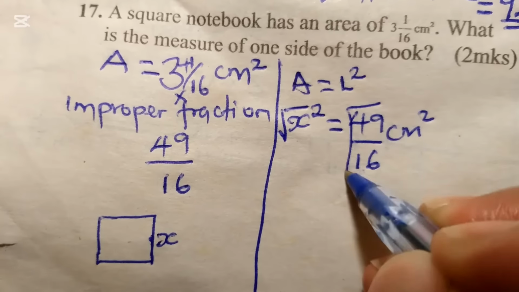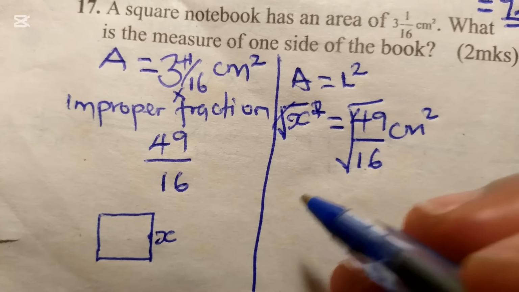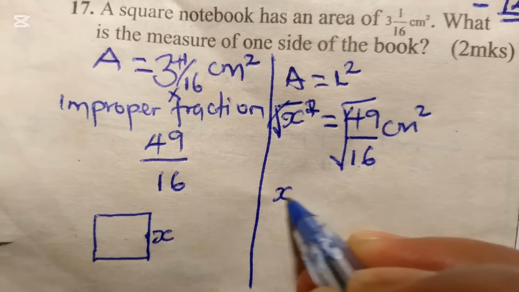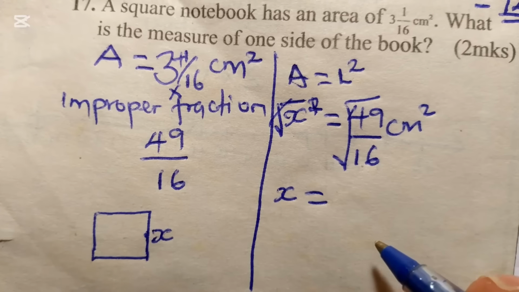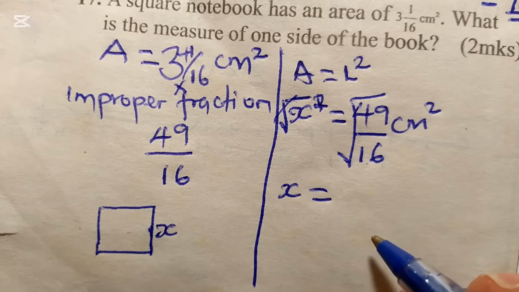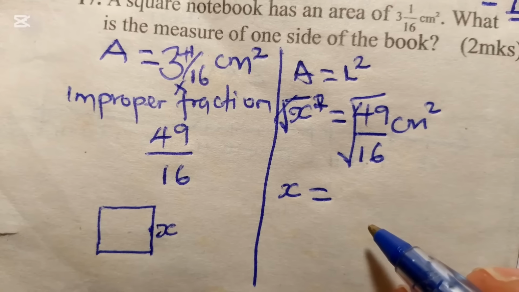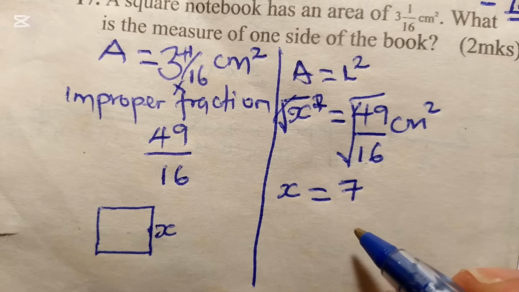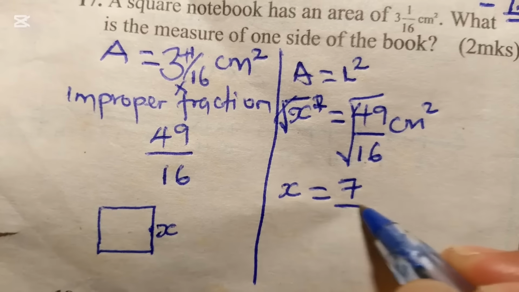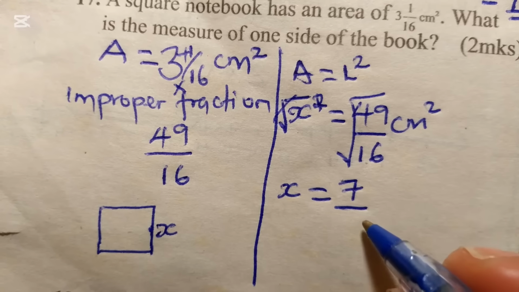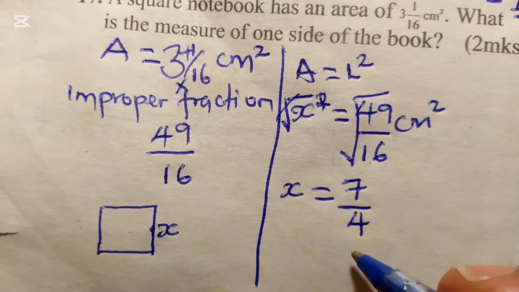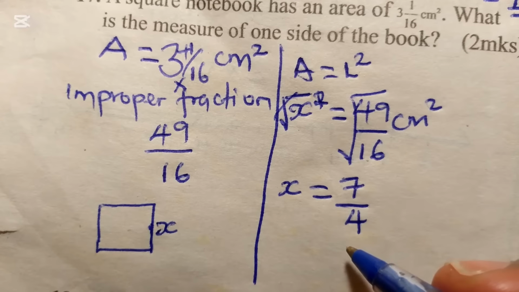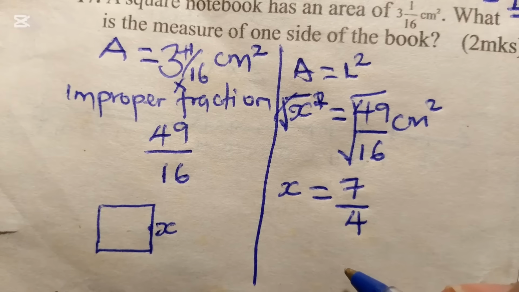So the square root cancels the square, and we remain with x. So x will be equal to the square root of the numerator over the square root of the denominator. The square root of 49 is 7, what can we multiply by itself to get 49, which is 7, over the square root of 16, which is 4. We can multiply 4 by itself to get 16.